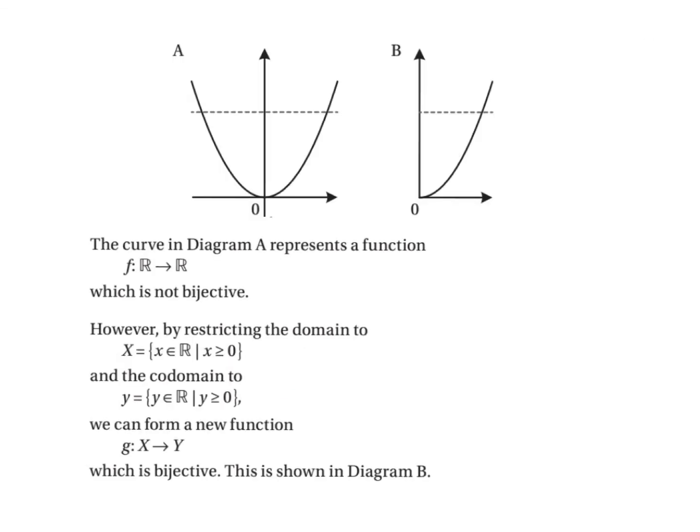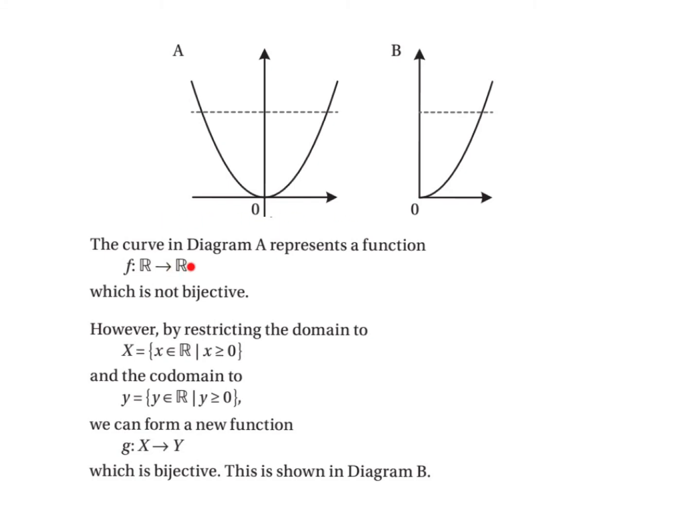So let's have a look at A and B here. So the curve in diagram A represents a function where all the inputs are real and all the outputs are real, which isn't bijective. Now, it's not injective either. You can see it's not injective. You may think it's surjective to start with, because everywhere that we put a line through, it goes through at least once. But once we come down here, can you see that this particular function can never be negative?